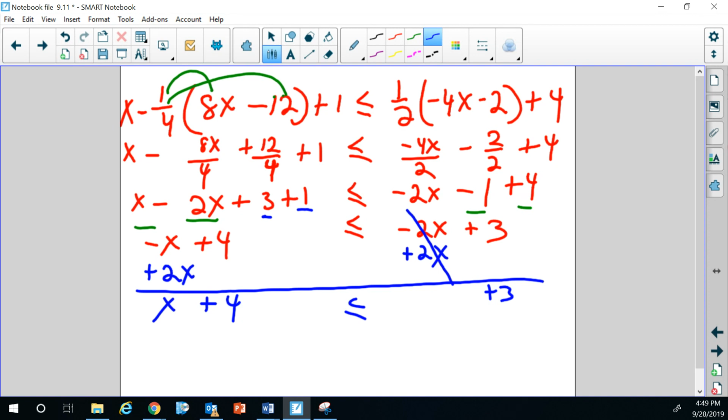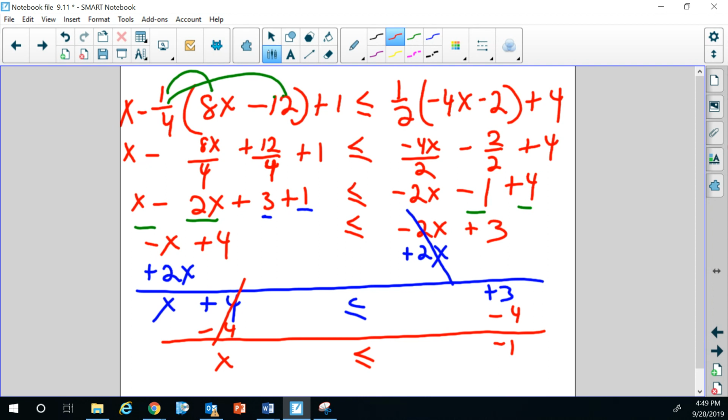Now I have x plus 4 on the left side and a 3 on the right side. Now I want to get rid of the 4 on the left side. I do the inverse operation. That means I have to subtract 4 here, then also subtract 4 on the right side. A plus 3 and a negative 4 is going to give me a negative 1. That goes away, and that leaves me with an x. My signs stay the same.